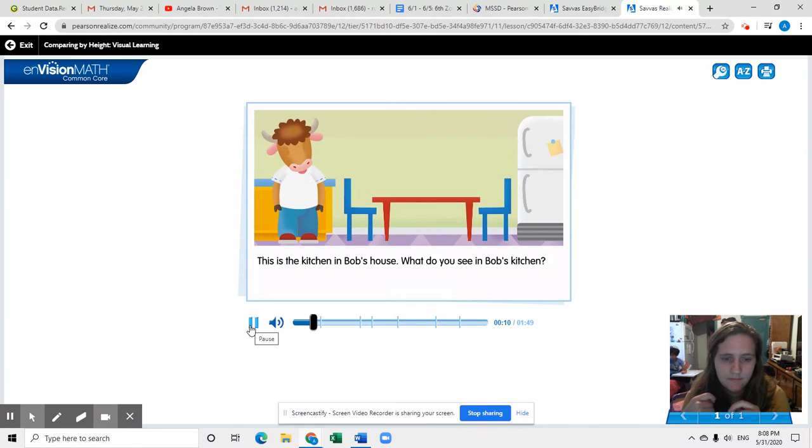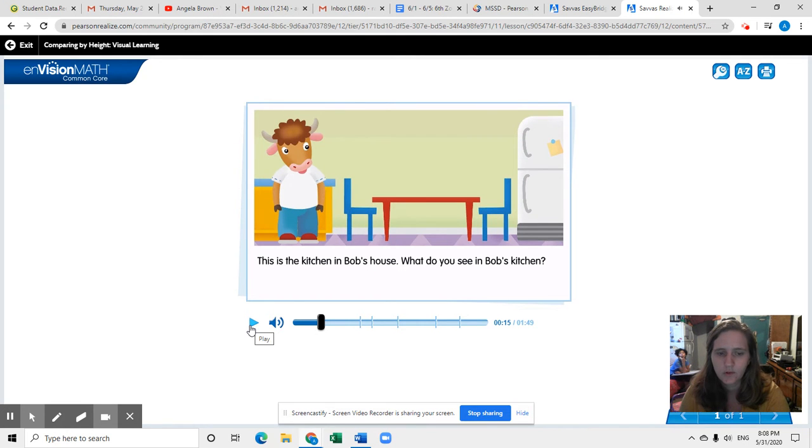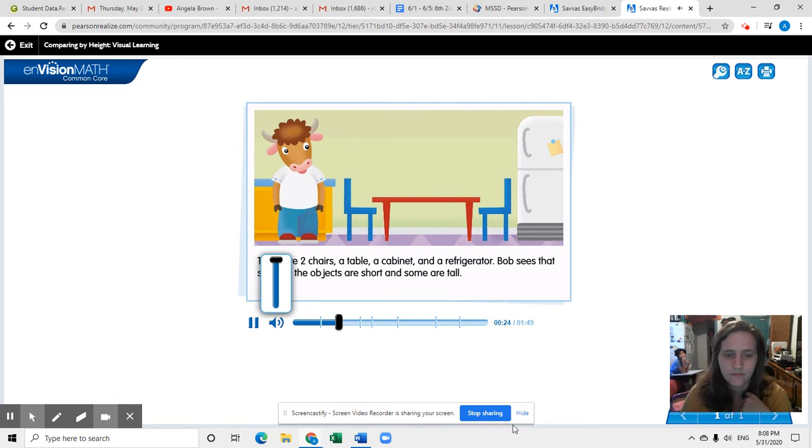This is the kitchen in Bob's house. What do you see in Bob's kitchen? What are some things you see? I see a table and 2 chairs and a refrigerator and a counter. There are 2 chairs, a table, a cabinet, and a refrigerator. Bob sees that some of the objects are short and some are tall.